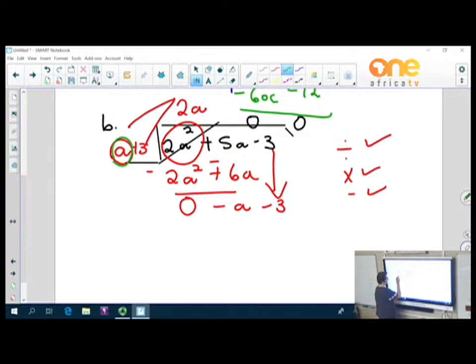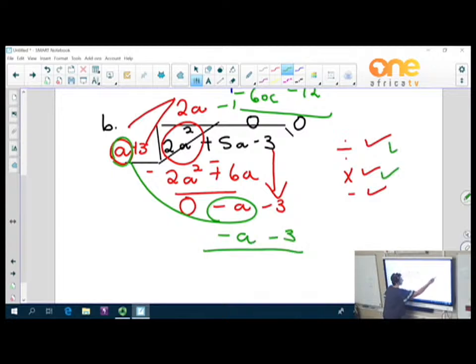How many times will a now divide into negative a? Negative 1 times. Multiply, then you have negative a, negative 3. Now we have to subtract, so we change the second signs and add, and both of them will eliminate. So 2a minus 1 is a factor.